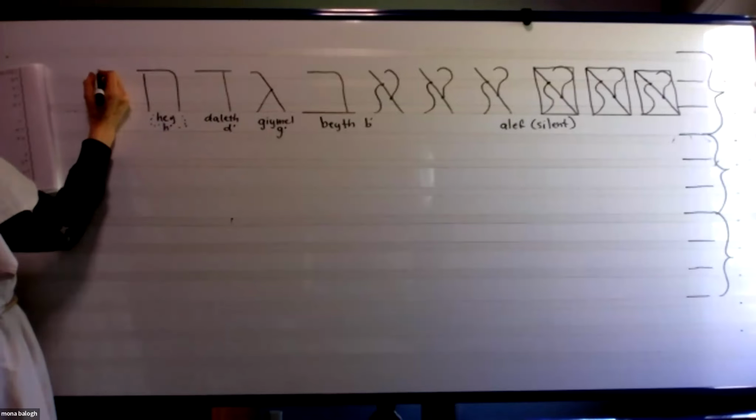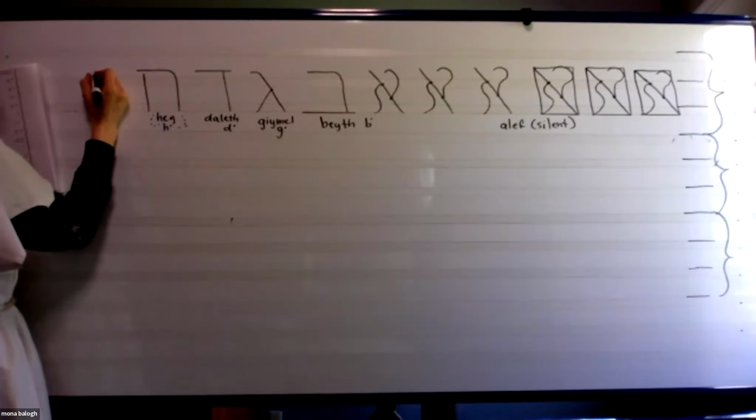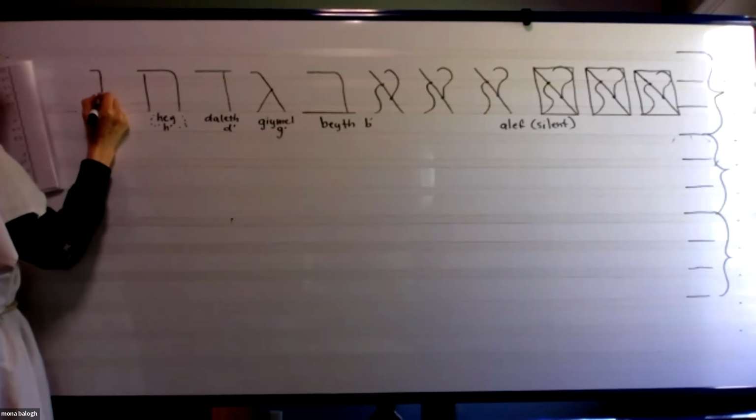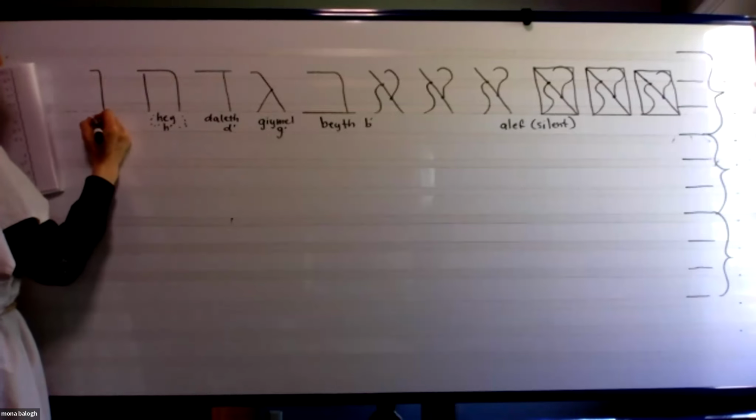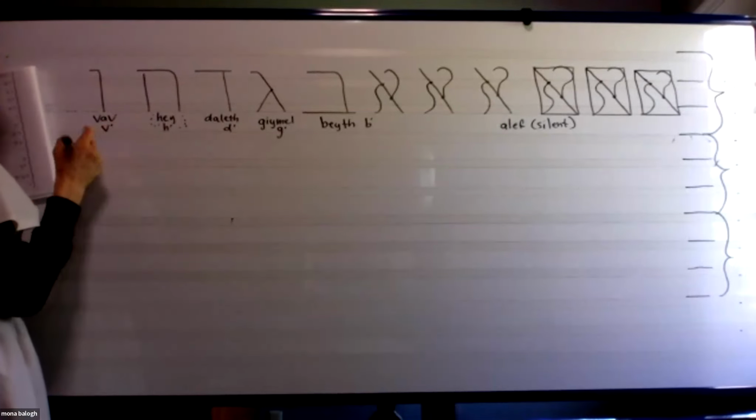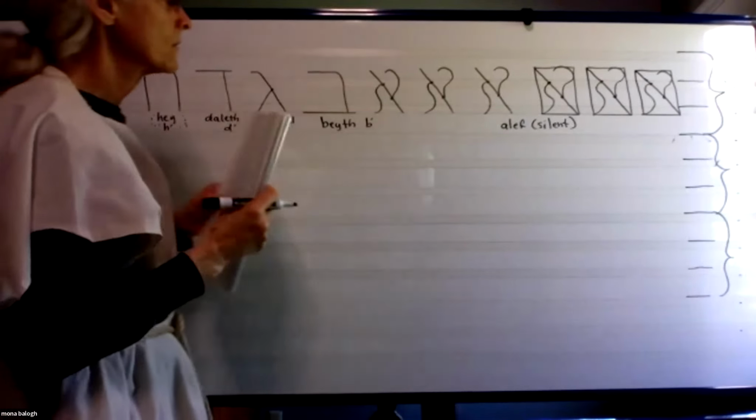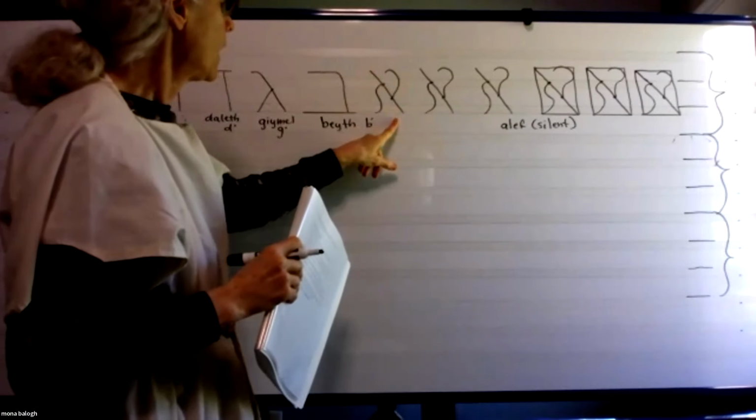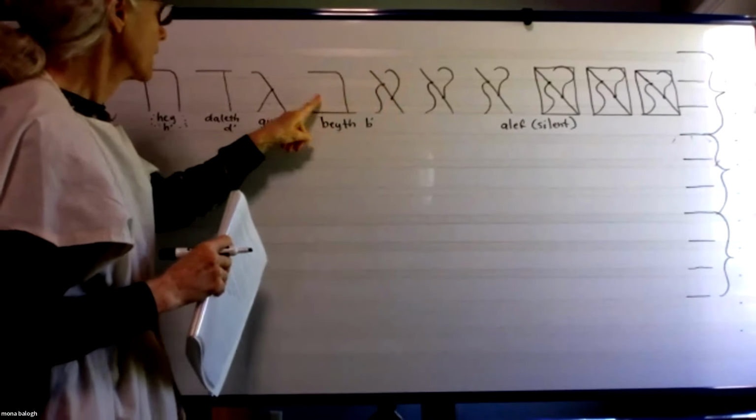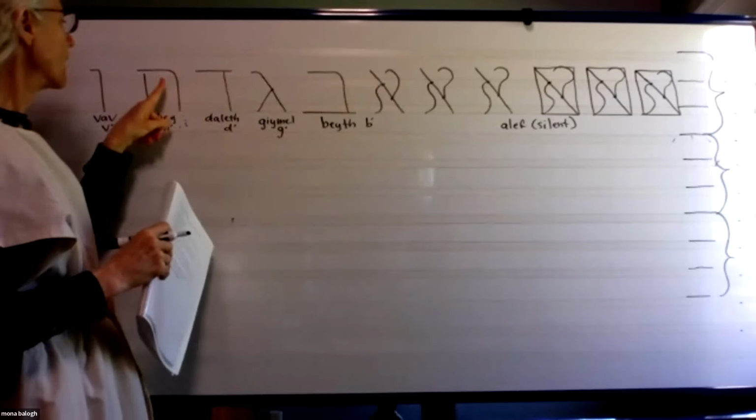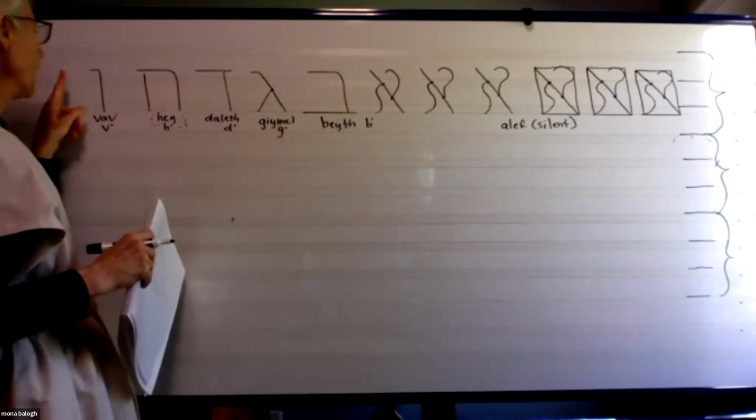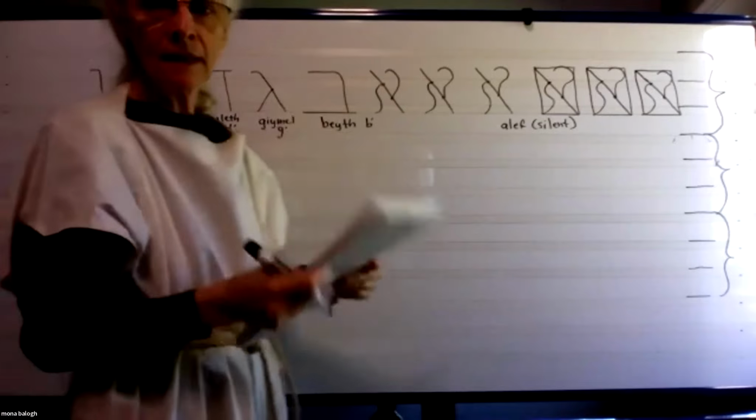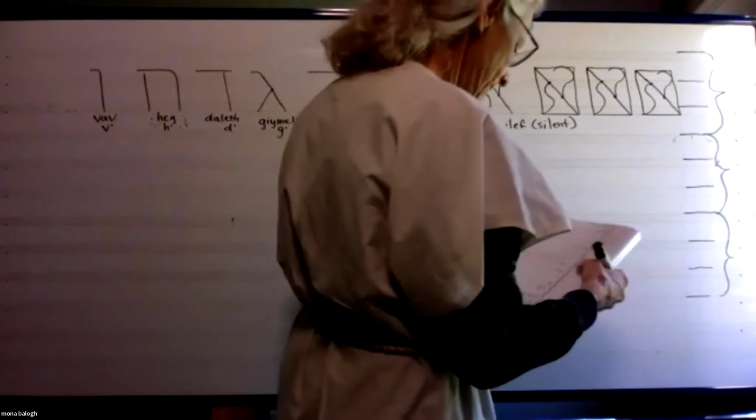Next is Vav. Vav starts in the upper left, comes across and curves down very quickly, all the way down. Vav has the V sound. Okay, V. So let's review. Aleph, Beit, Gimel, Dalet, Hey, Vav. All right, let's go to Zayin.